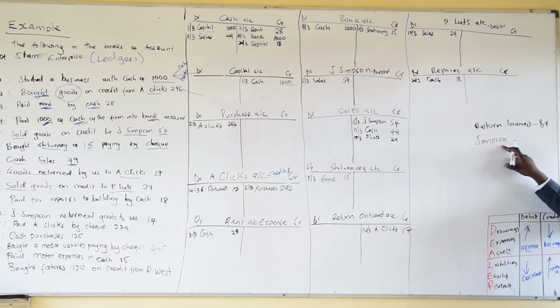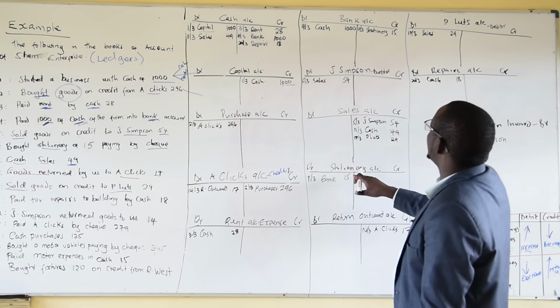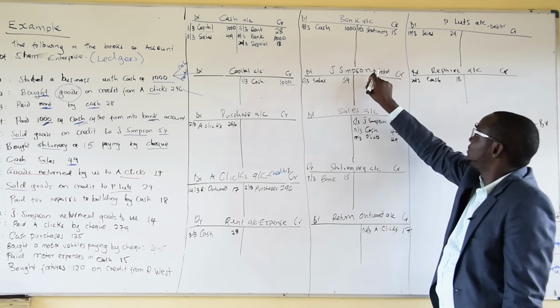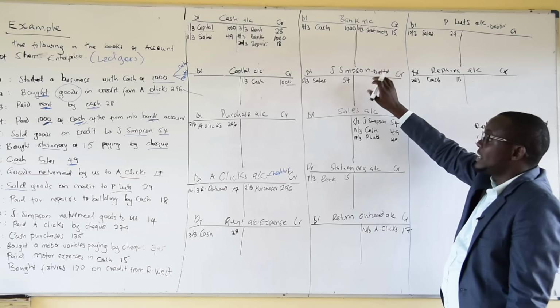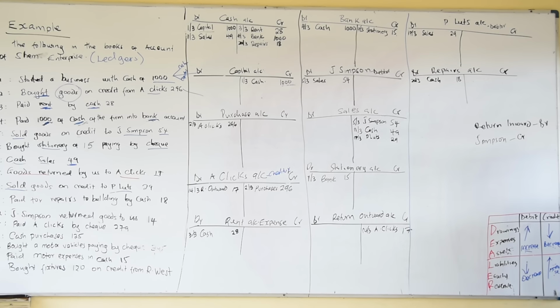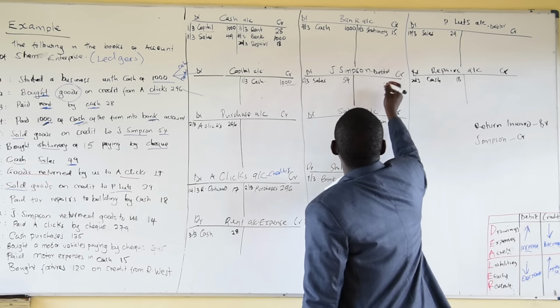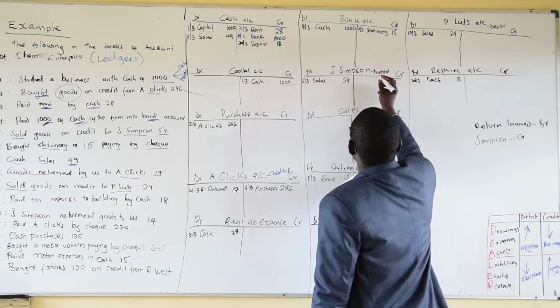J. Simpson is a debtor. Debtors are assets. When he is returning goods, we are reducing in assets, so we credit that. We credit J. Simpson the amount he has returned, which is worth 18.